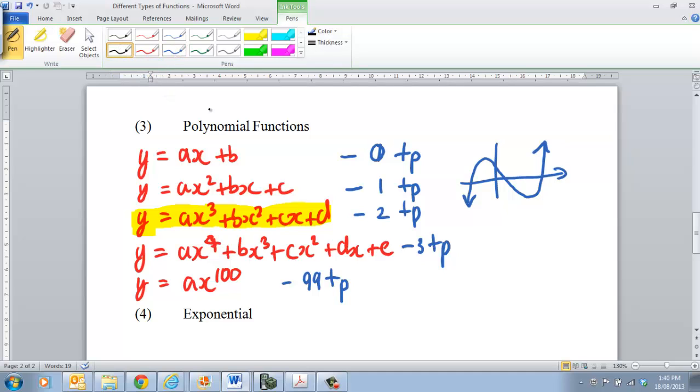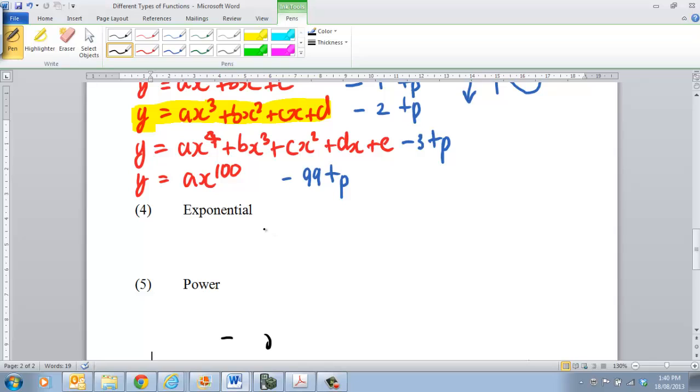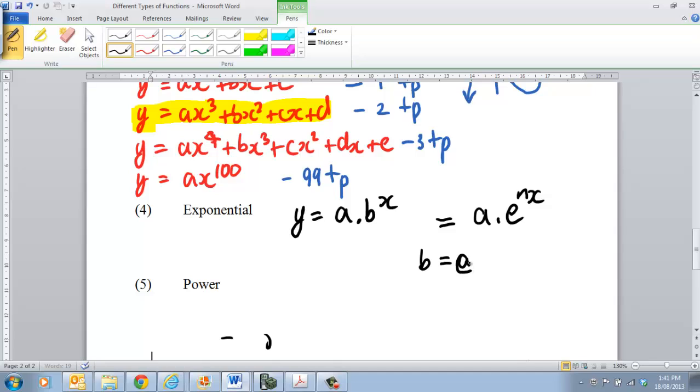Alright, so the next one that we want to look at is the exponential. Now in your first investigation you've been looking at these types of functions, haven't you? So they were y in the form of a times b to the power of x, and keeping in mind our e value in our calculator, quite often that's giving you the form of a times e to the power of n. So what we could say is our b value is equal to e to the power of n.